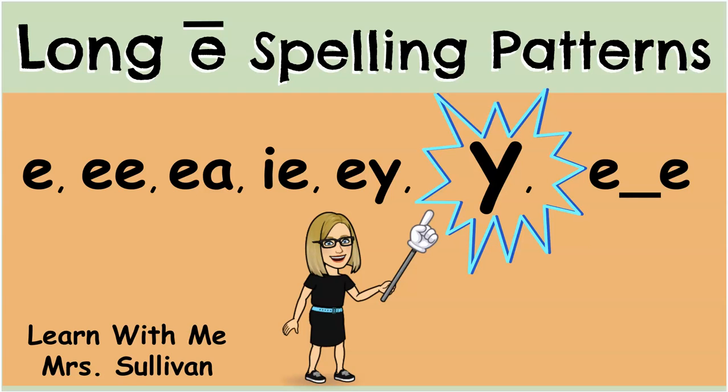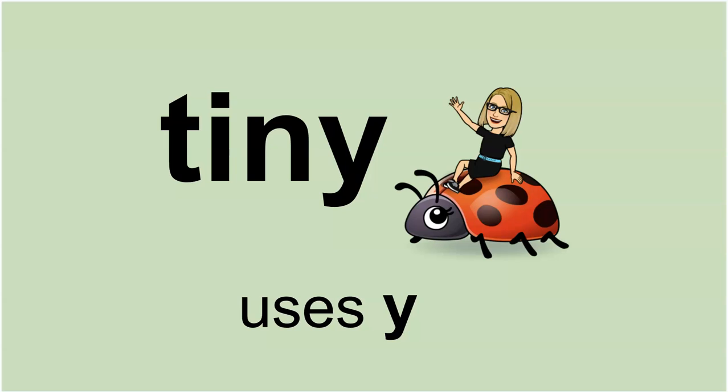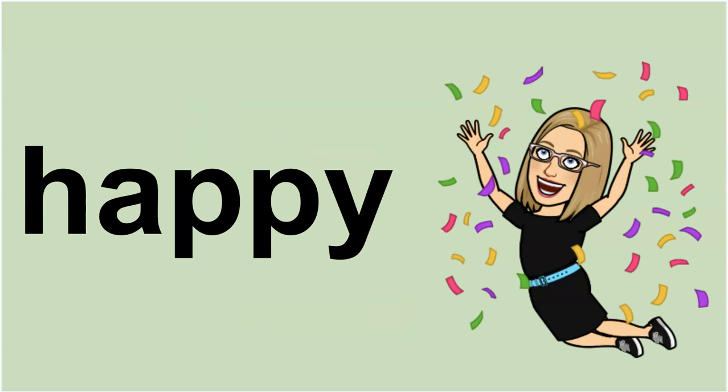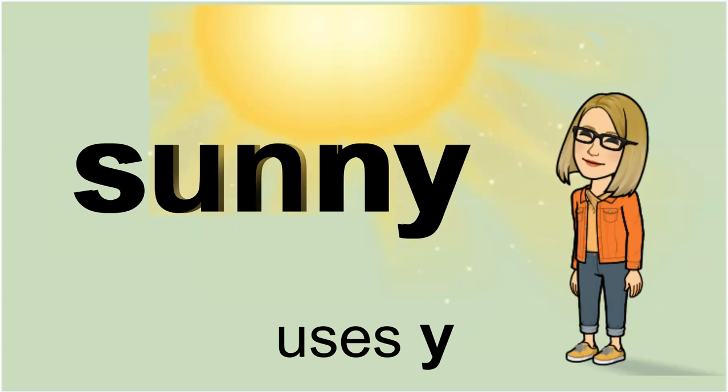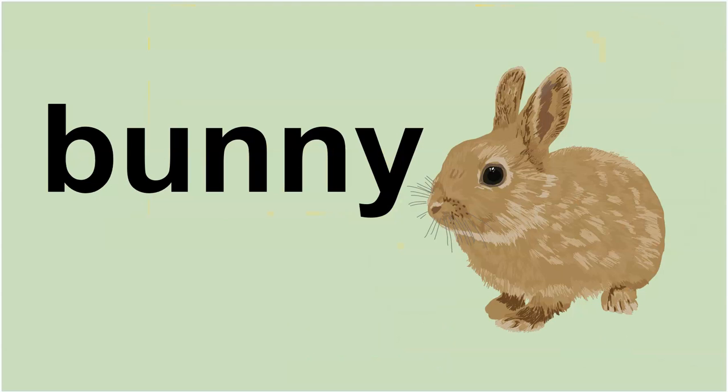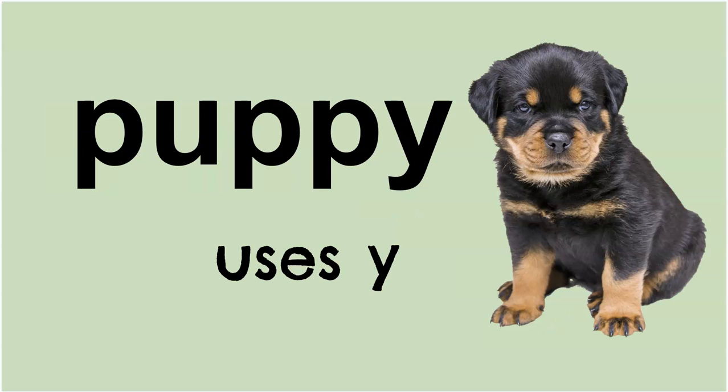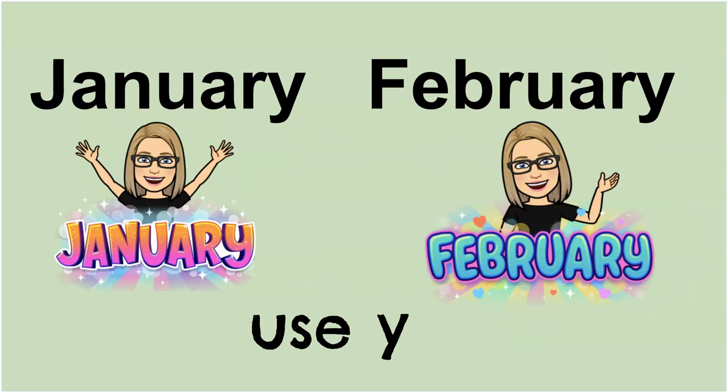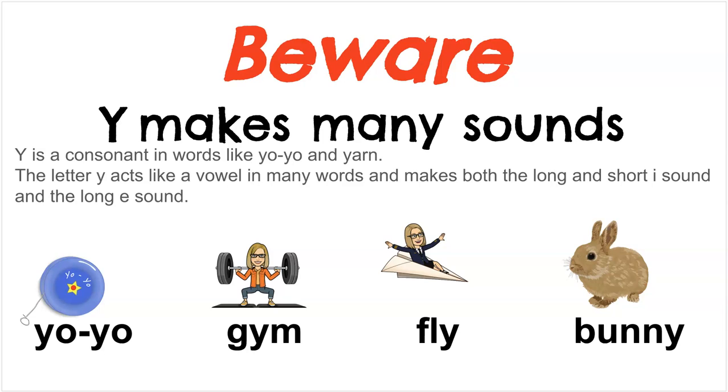Let's look at the next spelling pattern. Just Y, making the long E sound. Tiny uses Y. Happy and sunny use the letter Y to make the long E sound. Bunny uses Y to make the long E sound. And puppy uses Y to make that long E sound. January and February both use Y to make the long E. But beware, Y makes many sounds.